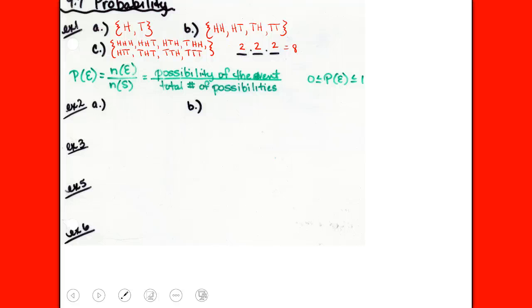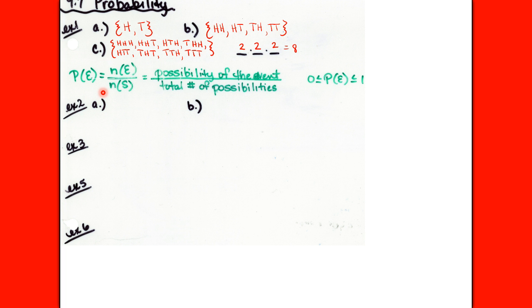So over on page 675, they say that if an event E has n of E equally likely outcomes, and its sample space S has n of S equally likely outcomes, then the probability of your event will be n of E over n of S. Again, it's just the possibilities of your event over the total number of everything that's possible.